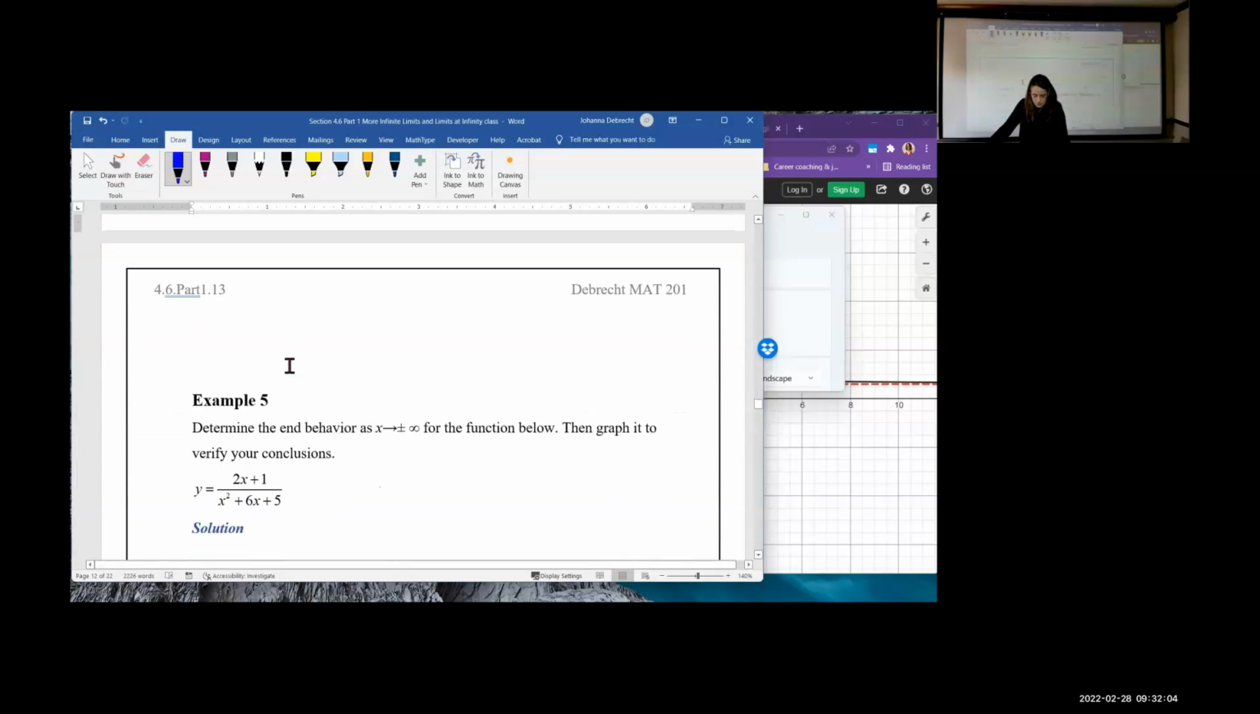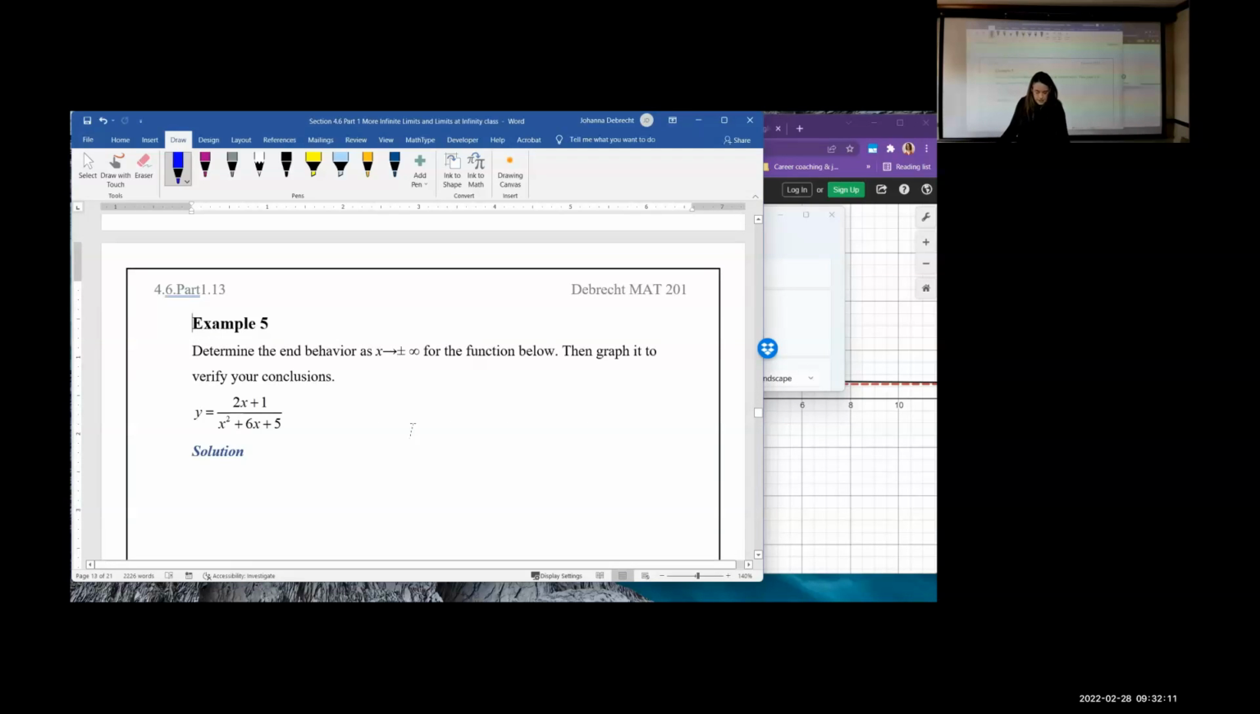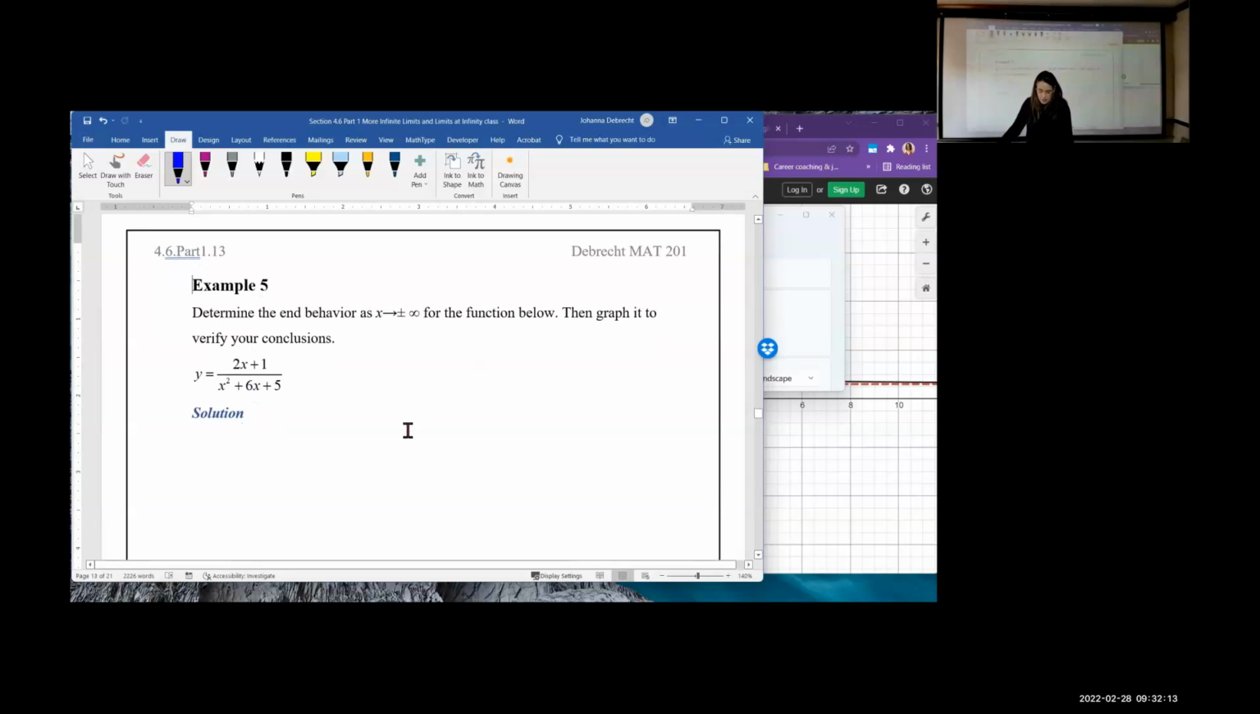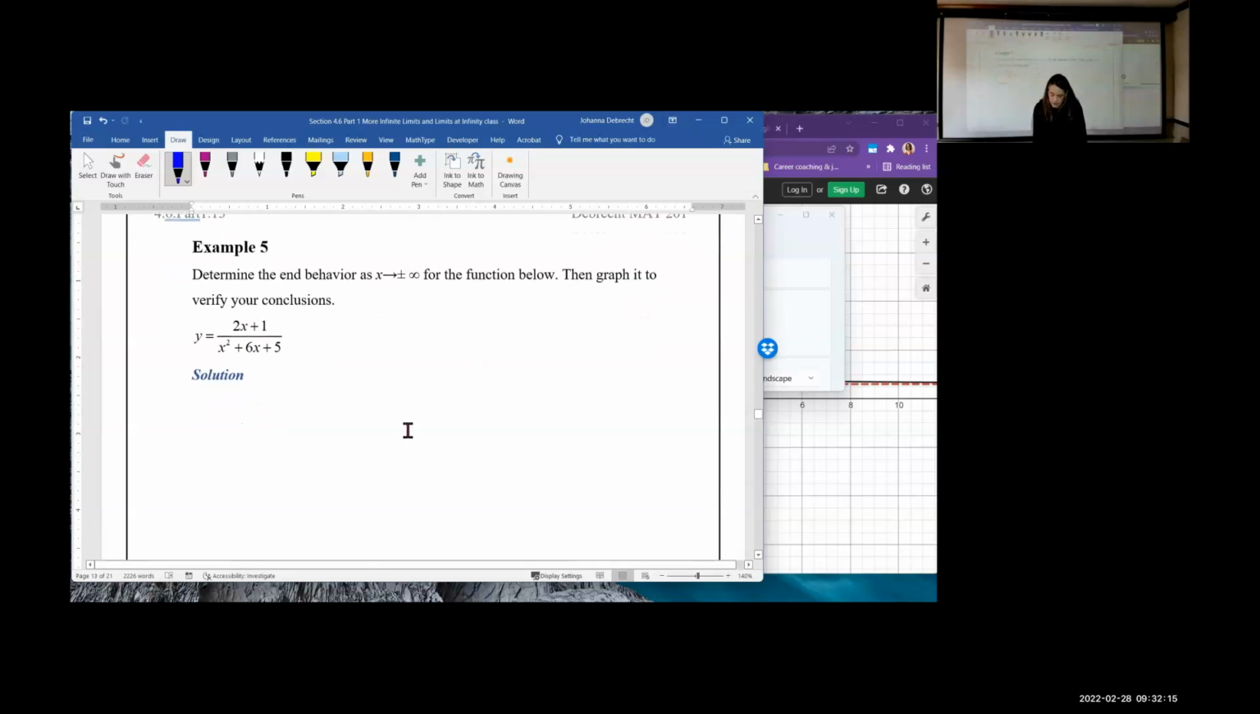Okay, let's take a look at another one. This is one that is what I would call bottom heavy because it has a higher degree in the denominator than it has in the numerator. So think about the three rules that we had up above and decide what's going to happen as x goes to positive infinity of this function and what will happen as x goes to negative infinity of this function. What do you think is going to happen?